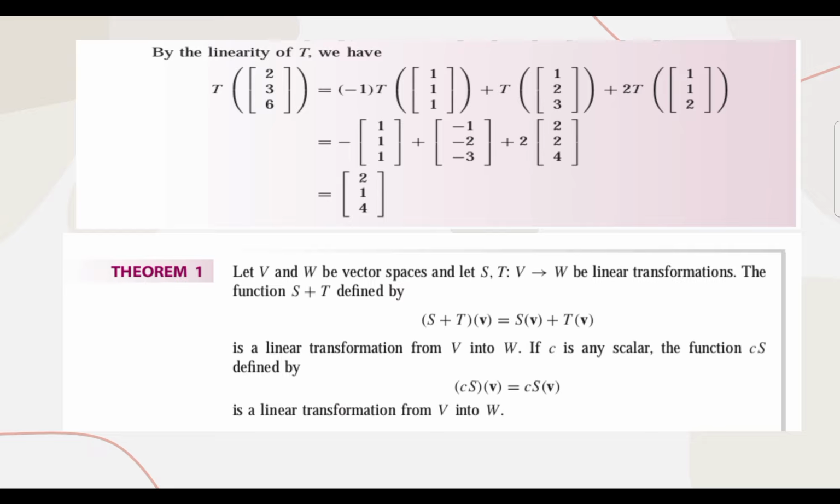Then in theorem 1, let V and W be vector spaces and let S, T from V to W be linear transformations. The function S plus T defined by (S plus T) of V equals S of V plus T of V is a linear transformation from V into W. If c is any scalar, the function cS defined by (cS) of V equals c times S of V is a linear transformation from V into W.